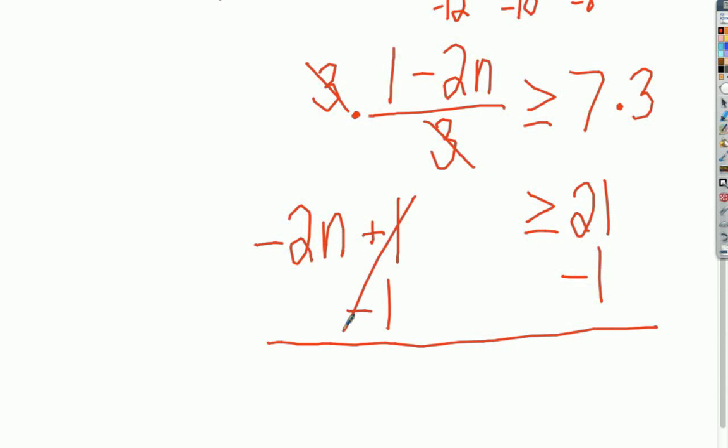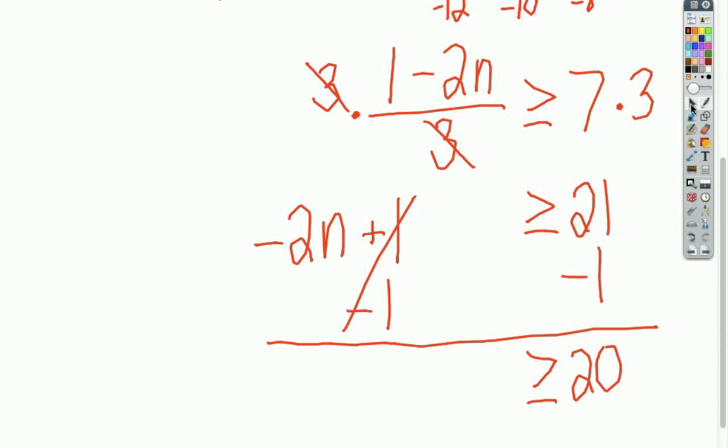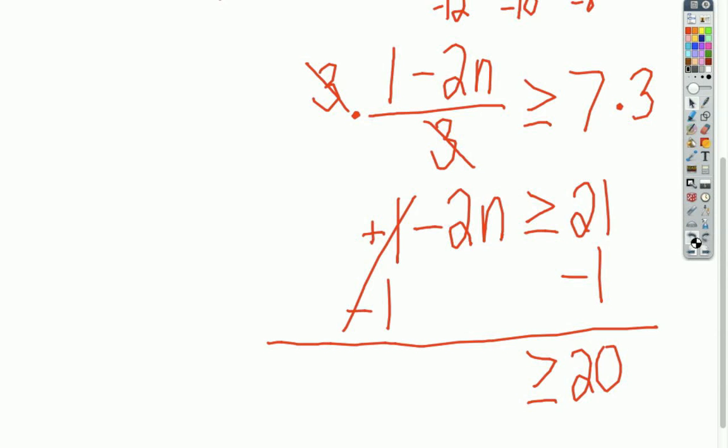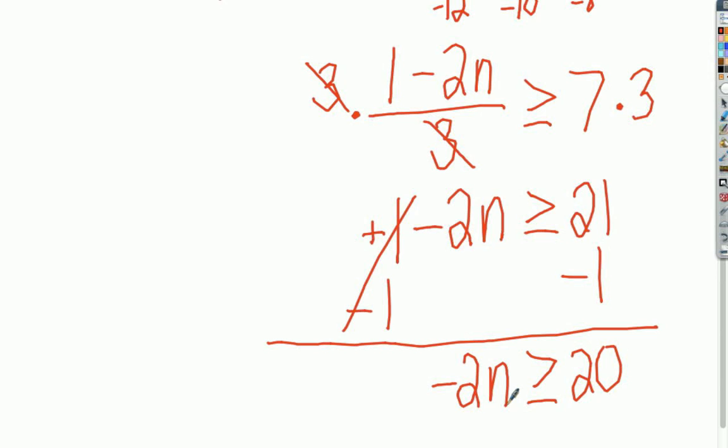This cancels out. And so we've got this symbol, and we've got 20. Now watch what happens when I just move this back to where it really was. Is there anything different about that? No. It's the same thing. So it actually doesn't matter whether this is over there or over here. The process is the same. And so we end up with negative 2n is greater than or equal to 20.